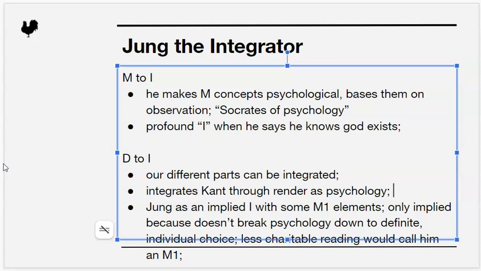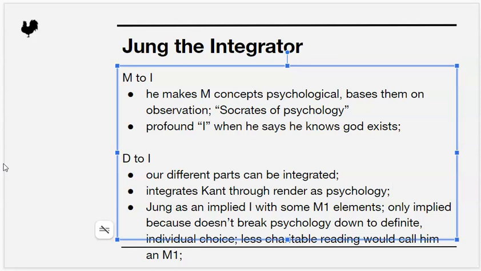He looks at what Kant does and he integrates it. He says, boy, philosophically, yeah, Kant, it leads to complete nihilism. But maybe what Kant's doing is something psychological.